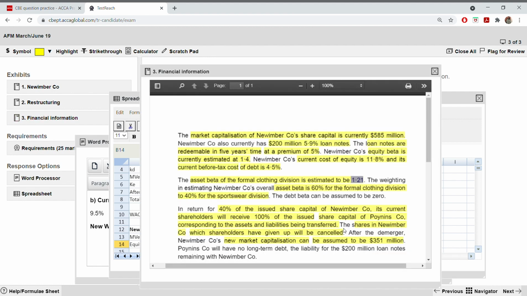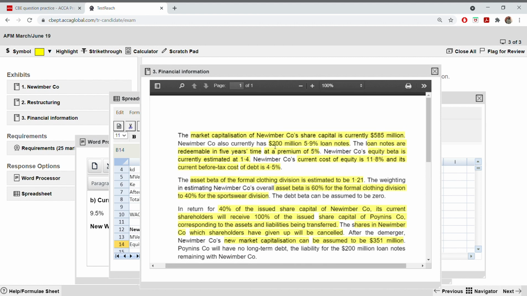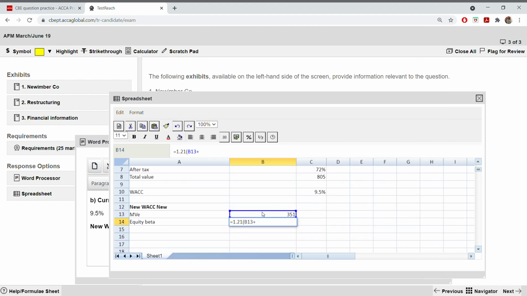Because if you see the financial information, they didn't mention anything about debt. They just told the liability for 200 million loan notes will be remaining with the new member. So this 200 million note is what they are talking about. That means whatever market value of debt we found out will be the same. It will be retained. Nothing will change. There is no change in debt. Debt will remain with them. So you can use the same debt. Only market value of equity capitalization is changed.